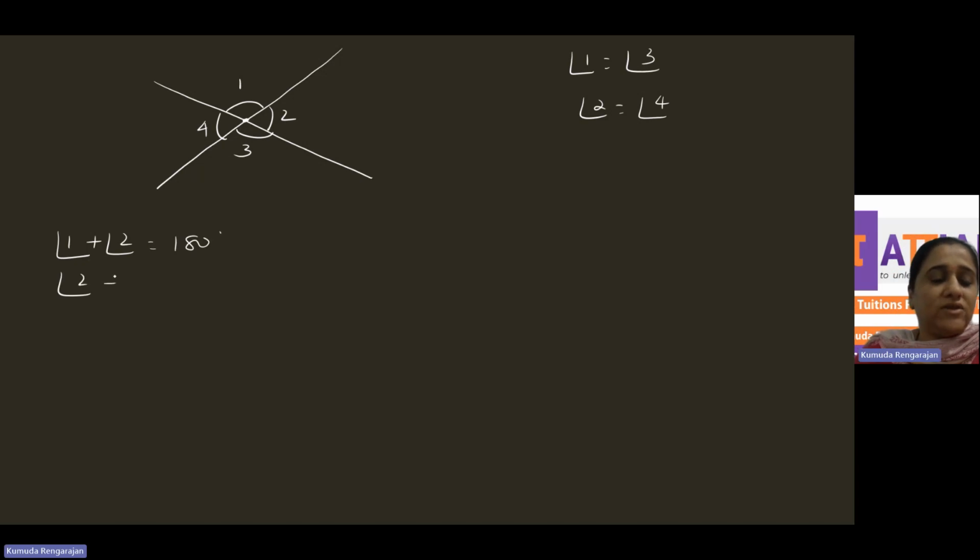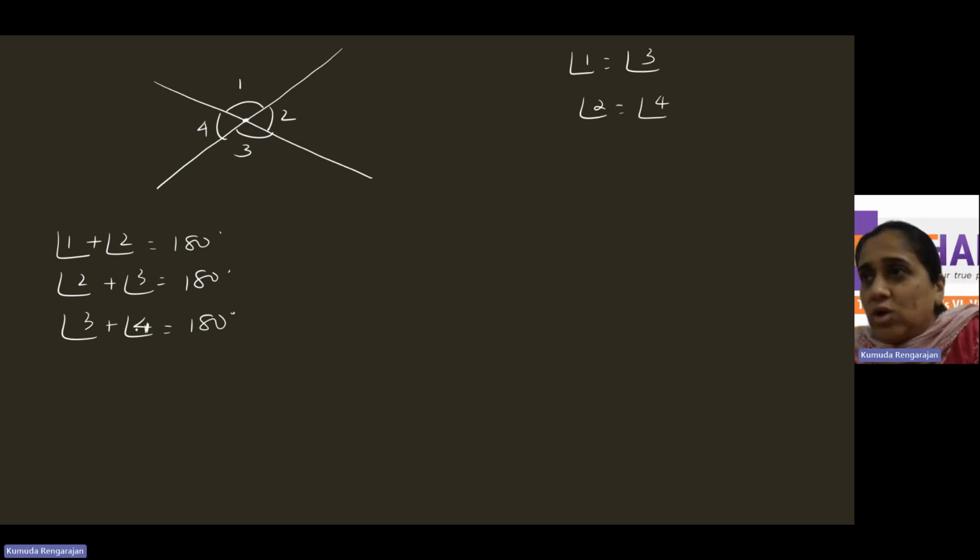Now we know that angle 1 plus angle 2 is 180. Angle 2 plus angle 3 is 180. Angle 3 plus angle 4 is 180. Enough to write any 3 out of 4. Angle 4 plus angle 1 is also 180, but we'll write any 3 of the 4.